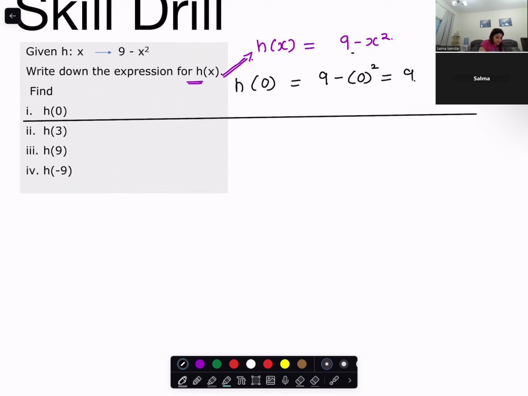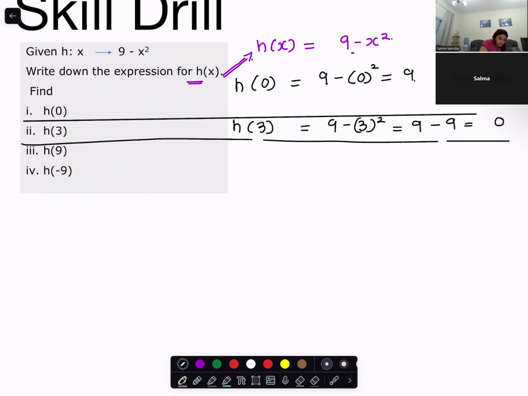h of 3. That means you want to find the value of the function when your x is 3. So in place of x, you're going to put 3. That is 9 minus 3 square. 3 square is nothing but 9 and your answer is 0. So when x is 3, the value of your function is 0.